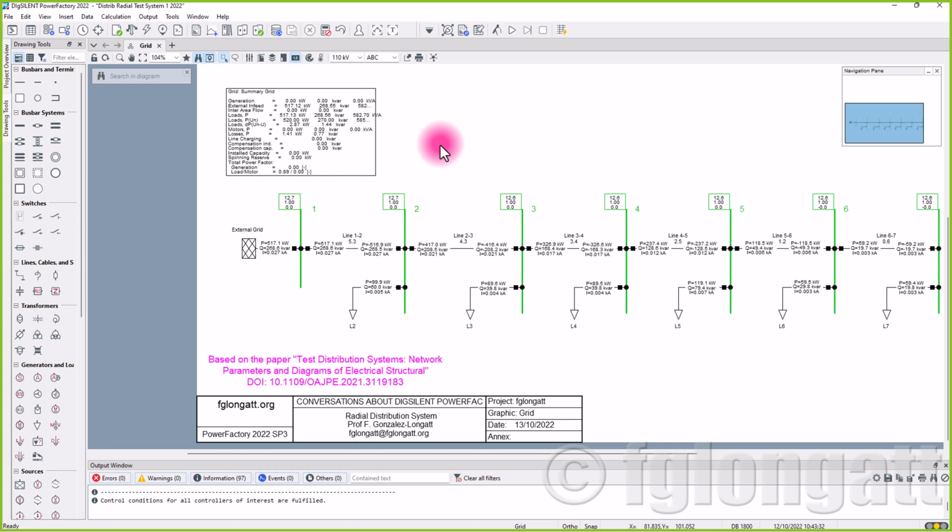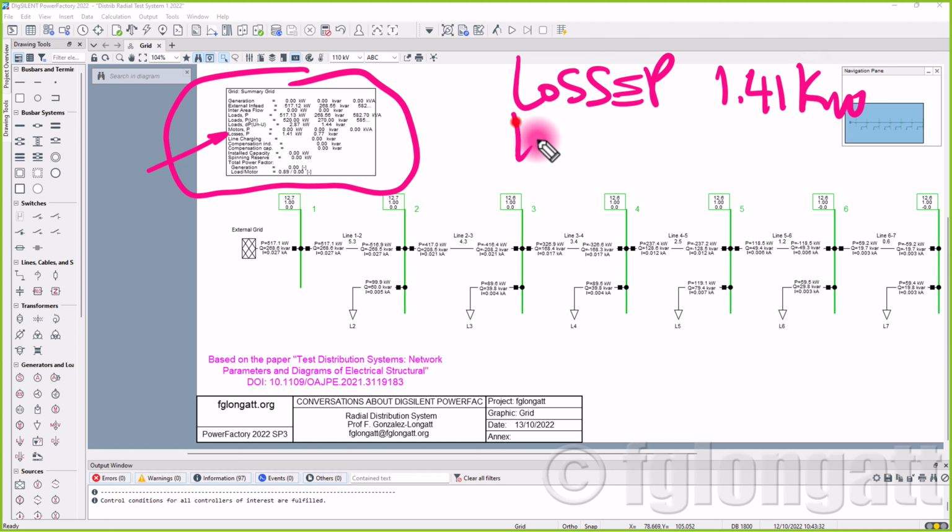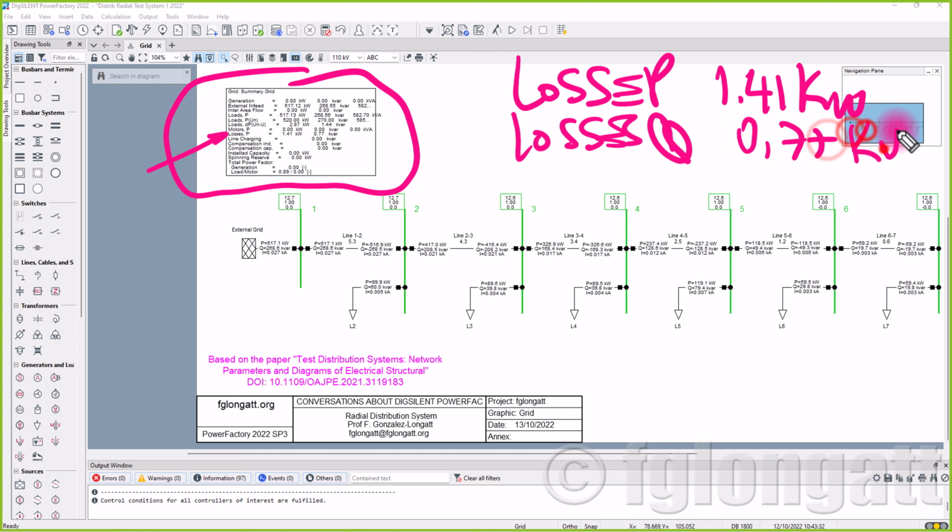That means that now you have a proper understanding of how to include the voltage dependence at the loads. Okay? Beautiful. If you want to learn more about this, there are a couple of videos on my YouTube channel where I explain more details and also how to compare the losses and many other things, okay? Remember, the losses are included in this box over here. You can see you have losses P, in this case 1.41 kilowatts, and also losses Q, which is 0.77 kVAr. Okay? Beautiful. I love this.